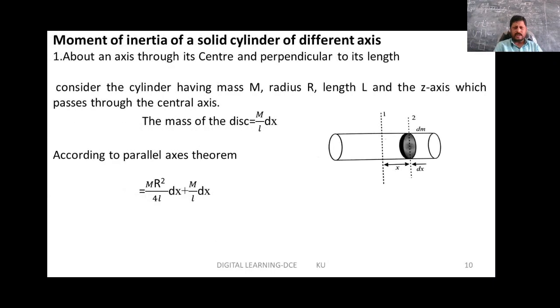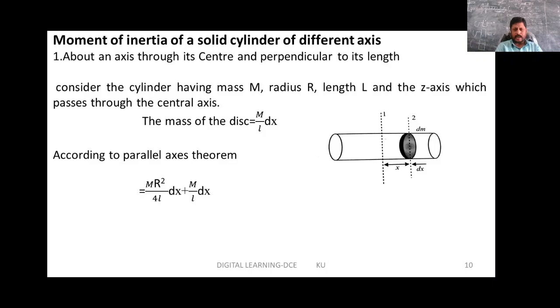Now the moment of inertia of a solid cylinder, first about an axis passing through its center and perpendicular to its length. As shown in this slide, consider a cylinder having mass m, radius r, length l, and z-axis which passes through the central axis. The mass of the disk equals m over L into dx.